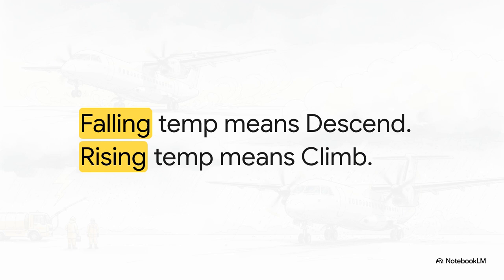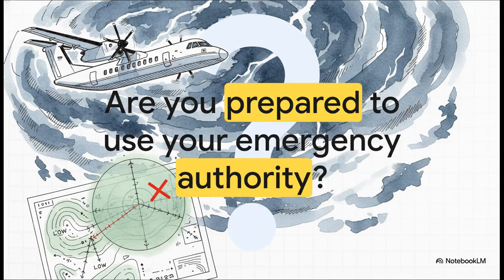Now, if the temperature is remaining constant, it means you're likely hovering right near the core of the jet stream, in which case you can just climb or descend as convenient to get out of it. So we're wrapping up, and the crucial point is this. You know the conditions, you know the physical actions to take, and you know how to read the charts.